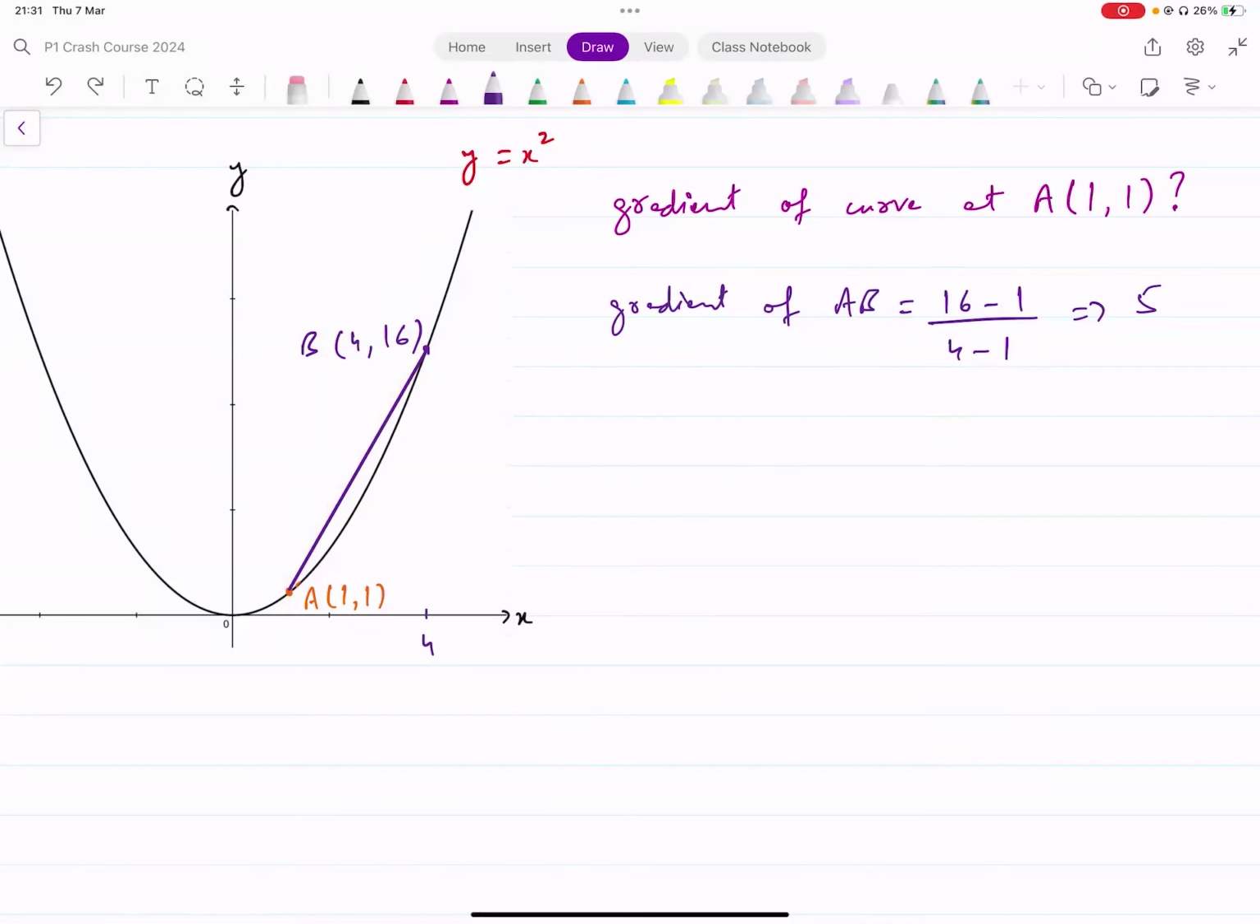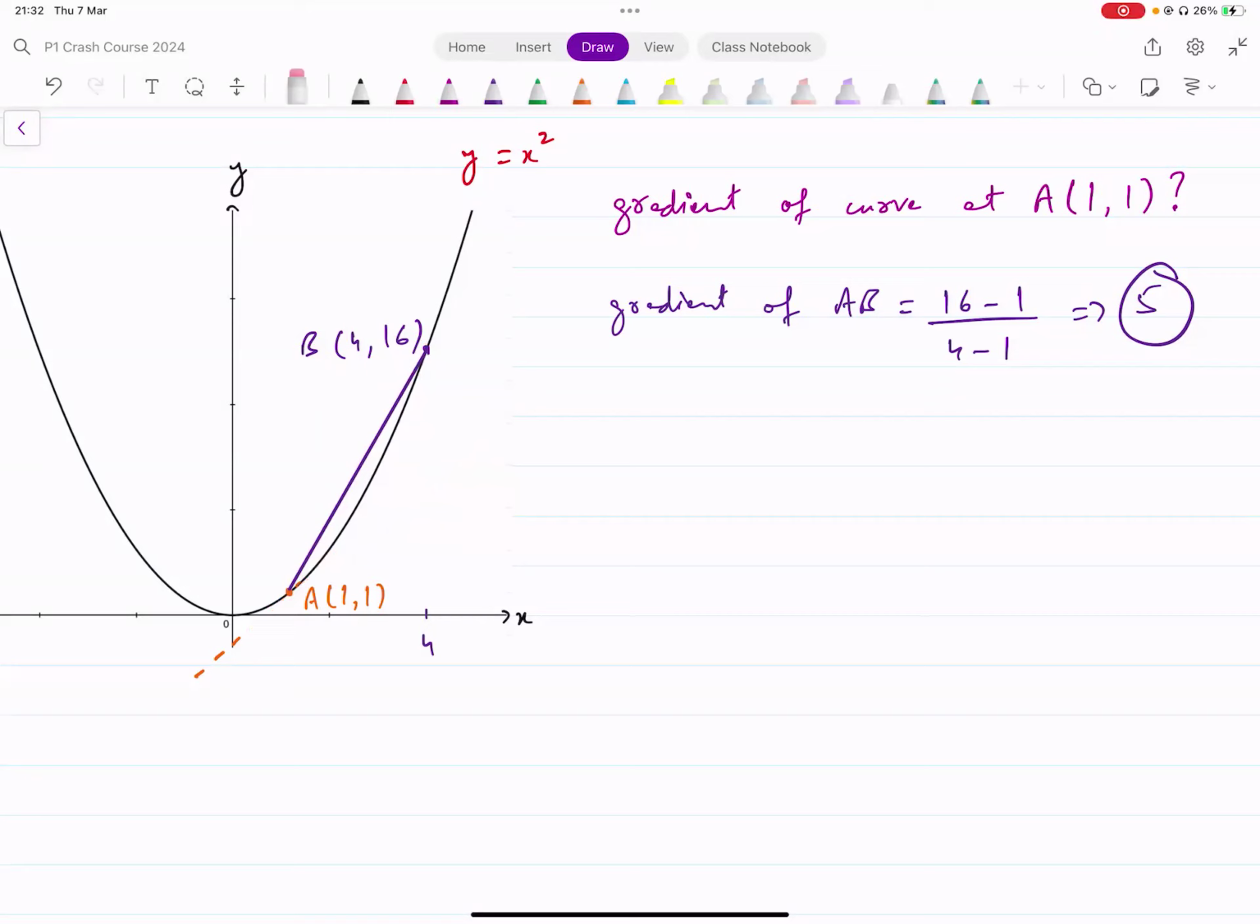Now, if we find the gradient of AB, is that a good estimate for the gradient of the curve at this point? Well, not quite, because the tangent at this point would be like this, and AB is quite off from that, right? It's not a good estimate.